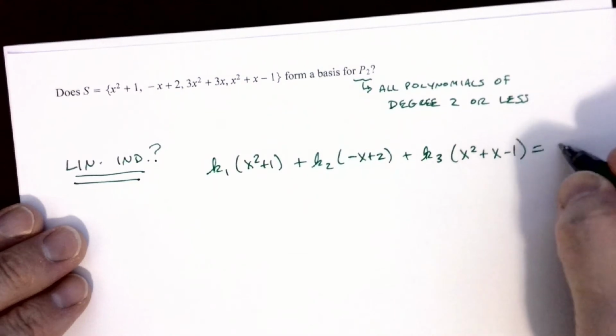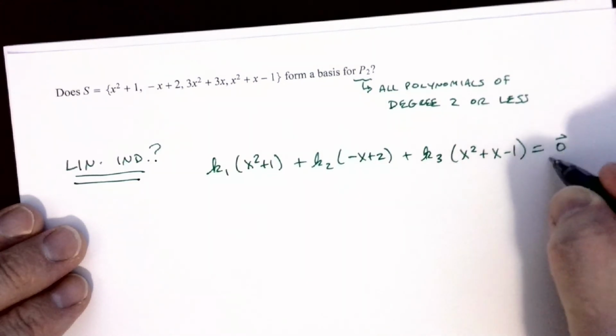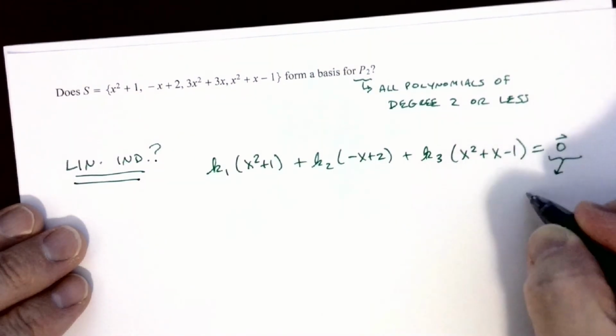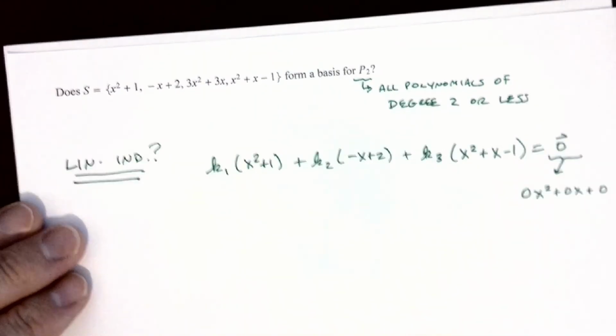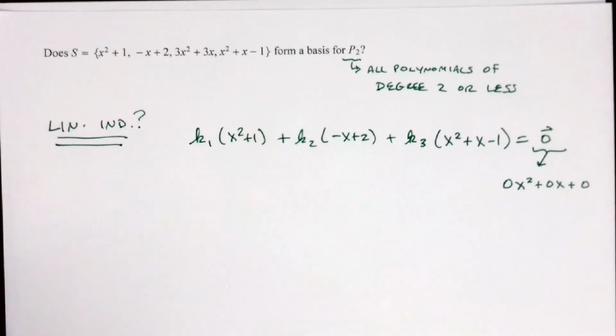Does that equal the 0 vector? Of course, the 0 vector in this case is what? 0x squared plus 0x plus 0. That's our 0 polynomial, if you will.